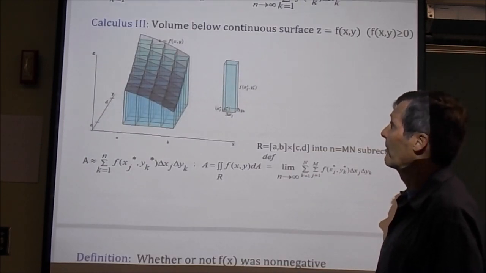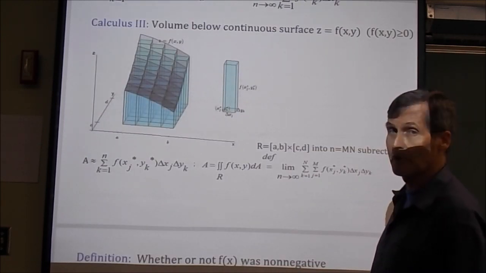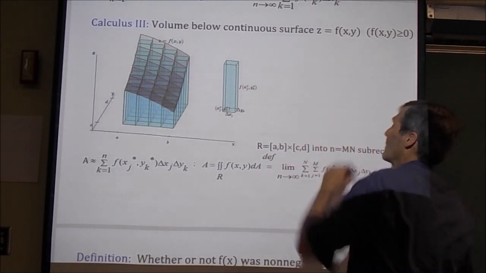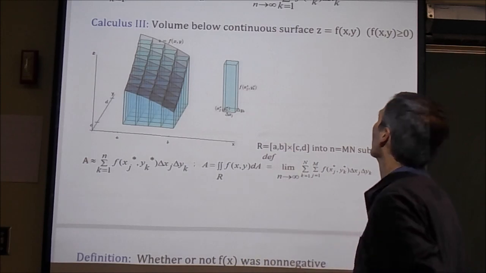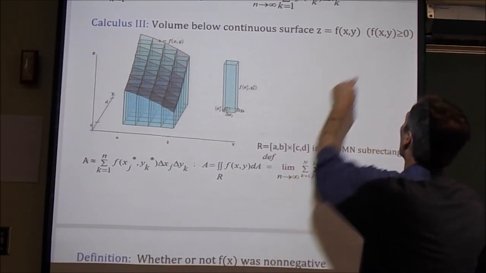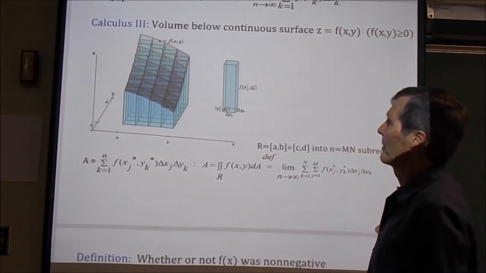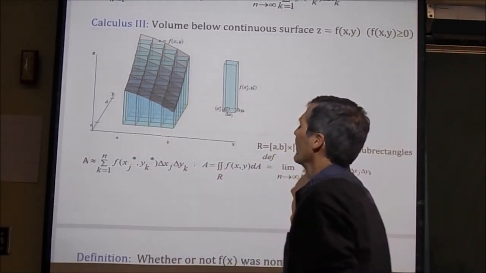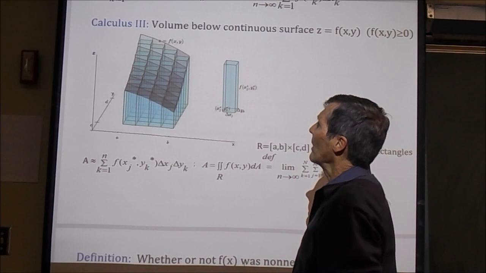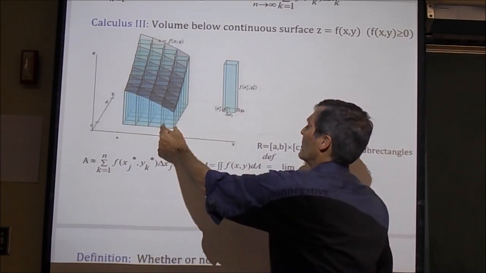Now we're interested in finding the volume below a continuous surface, z equals f of x, y, or some other nice thing. Maybe it's a finite number of nice pieces stuck together. And suppose, again, f is greater than or equal to 0, so this sits over the xy plane. And we'll estimate the volume over each subrectangle.